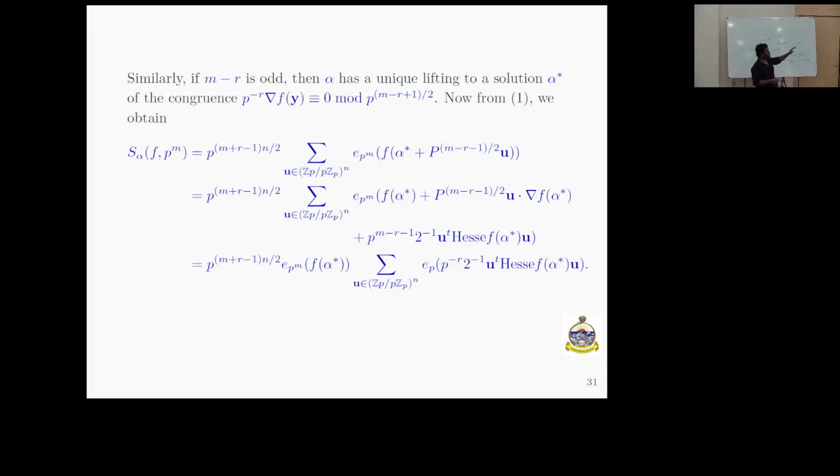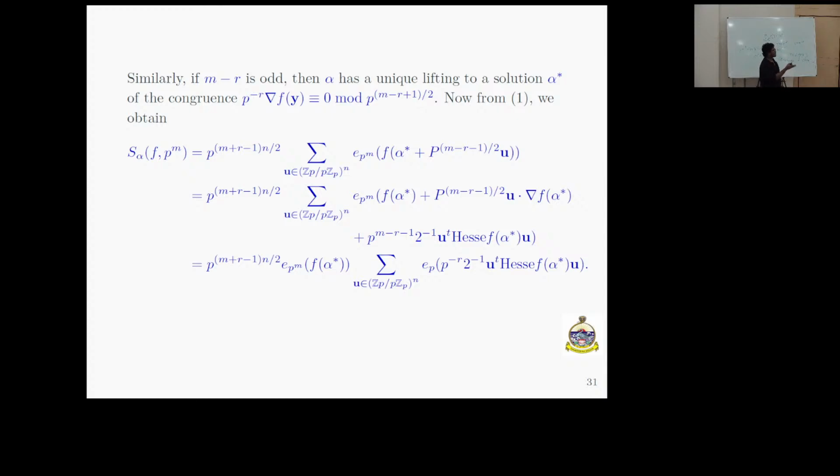We have to break it a little bit, because we cannot do the direct lifting because the powers of p are different. So what we are doing here, we are taking some alpha star which satisfies this congruence, p power minus some delta f y congruent to 0 modulo p power m minus r plus 1 by 2, and put it here, adjusting the modulus in the sum. Then we can grab some u running over Z_p by p Z_p power n, and we can write this exponential sum as e_{p^m} of f of this. Then naturally in this case we can again use this Taylor expansion.